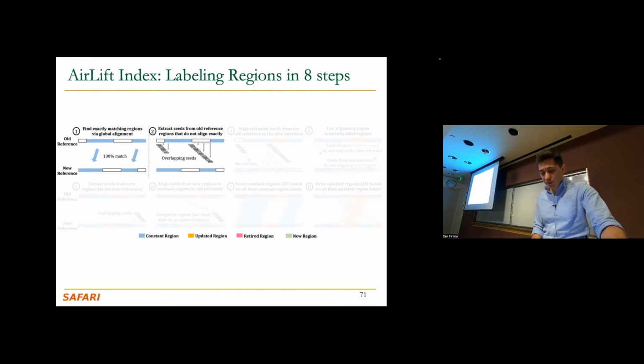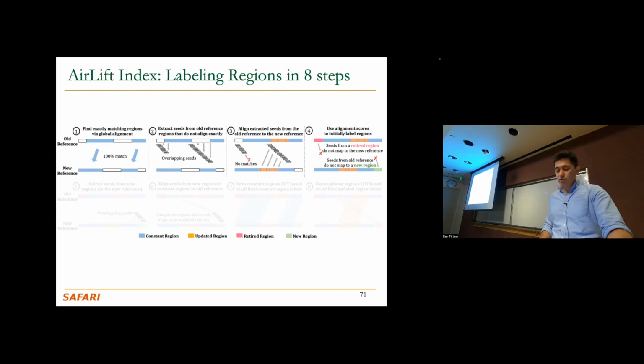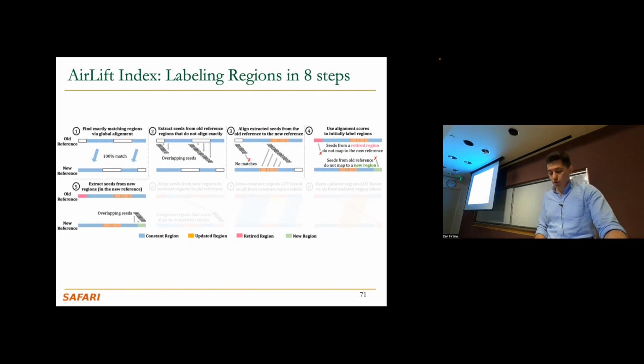And then what we do is that we align them to the new reference genome. And if they are closely aligning, like many of these k-mers are closely aligning to some region in the new reference genome, we say that these are okay, not exactly matching blocks, but similar enough. So these are the updated regions. And all of the remaining regions would be either the retired region or the new region, if you are looking at the old reference genome or the new reference genome.